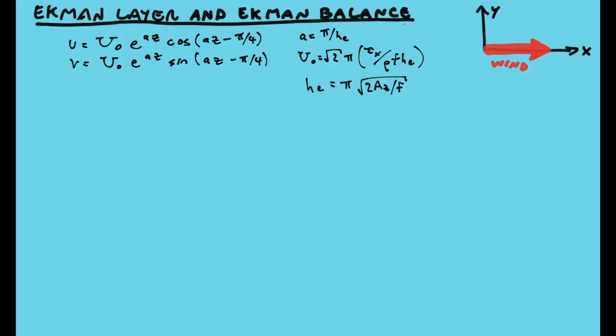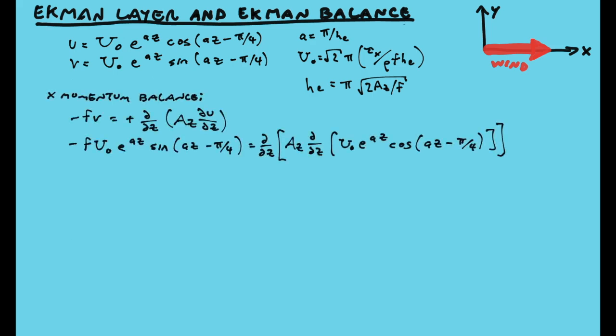HE is pi times the square root of 2az divided by F. Az is the vertical eddy viscosity, and F is the Coriolis parameter. U naught is square root of 2 times pi times the wind stress divided by rho, which is the water density, FHE. And this solution for the Ekman spiral works for winds in the x direction.